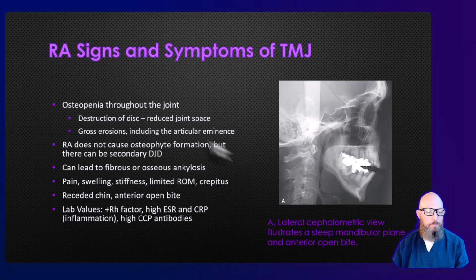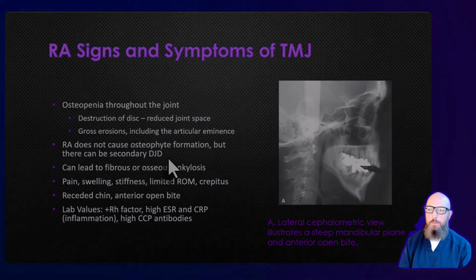temporomandibular joints. And they can do the lab values, obviously Rh factor, the rheumatoid factor. Also high markers for inflammation in the blood. So ESR, CRP, and high CCP antibodies. Those will all lead to the diagnosis of rheumatoid arthritis.